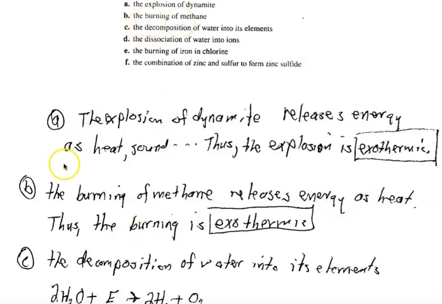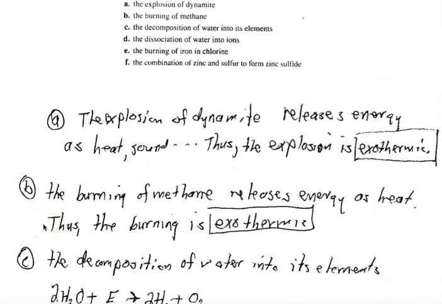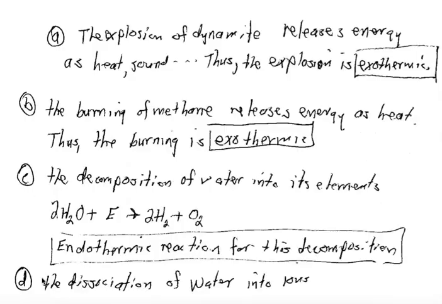Number B in this particular number. C, the decomposition of water into its elements. That is to say, you can break water, and this is a balanced equation. 2 moles of H2O plus energy will break down, or decompose, water into 2 moles of hydrogen gas and 1 mole of oxygen gas. Therefore, the decomposition of water is an endothermic reaction.